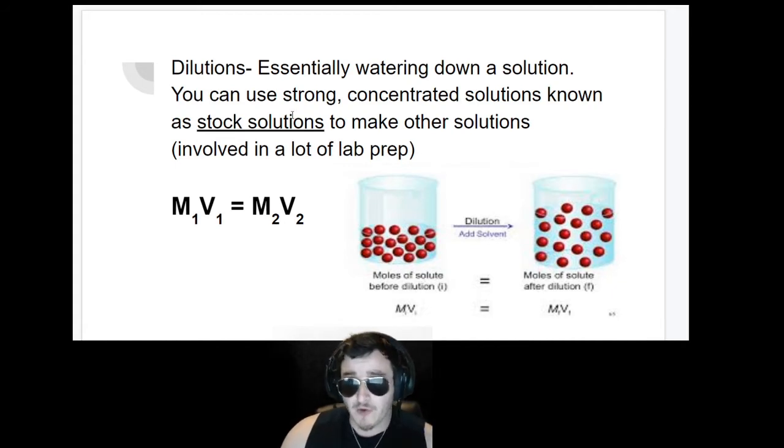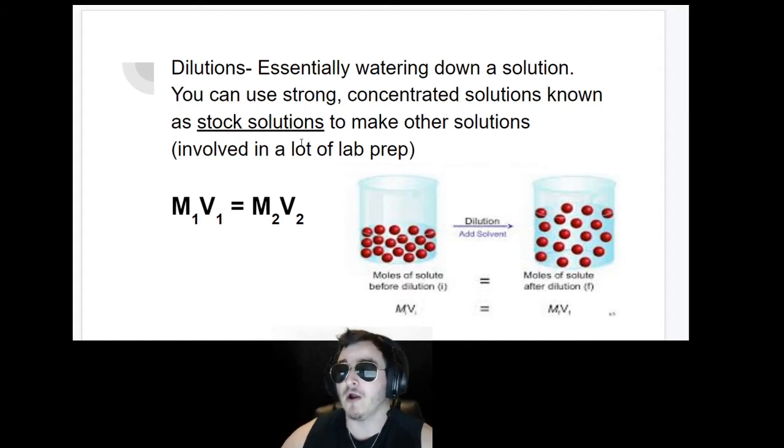What you are doing is you're utilizing this chemical formula in front of you. M1V1 is equal to M2V2. The molarity, the concentration of solution 1 times the volume of the first solution that you're looking at is going to equal M2V2, the concentration of the second solution times the volume of the second solution.